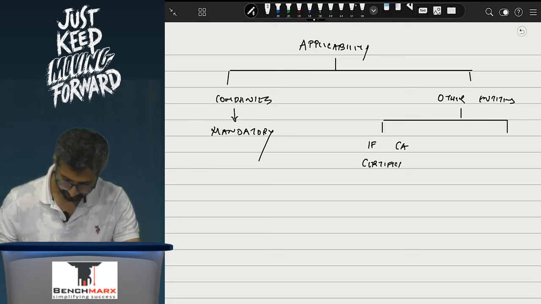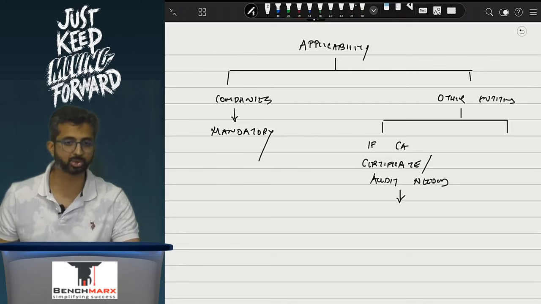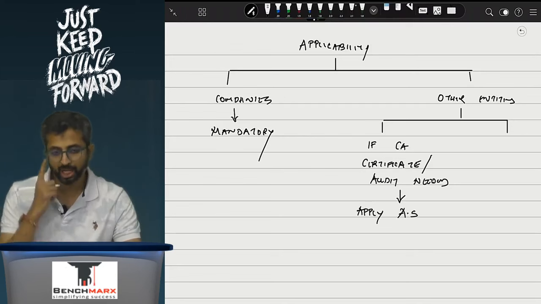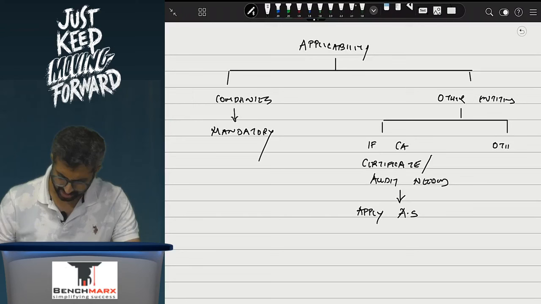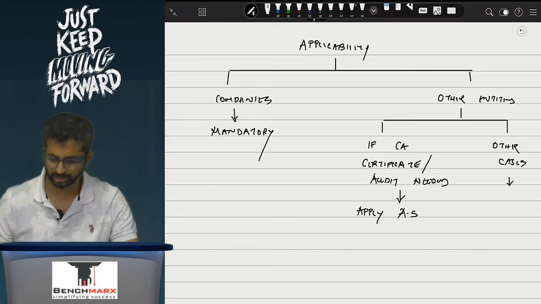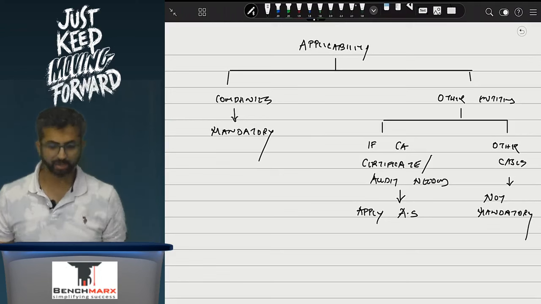certificate or audit needed, then will we have to prepare accounts as per accounting standards? Then apply accounting standards. However, in other cases where a CA certificate etc. is not needed, is it mandatory to follow accounting standards? No, this is not mandatory. Are we clear with this?